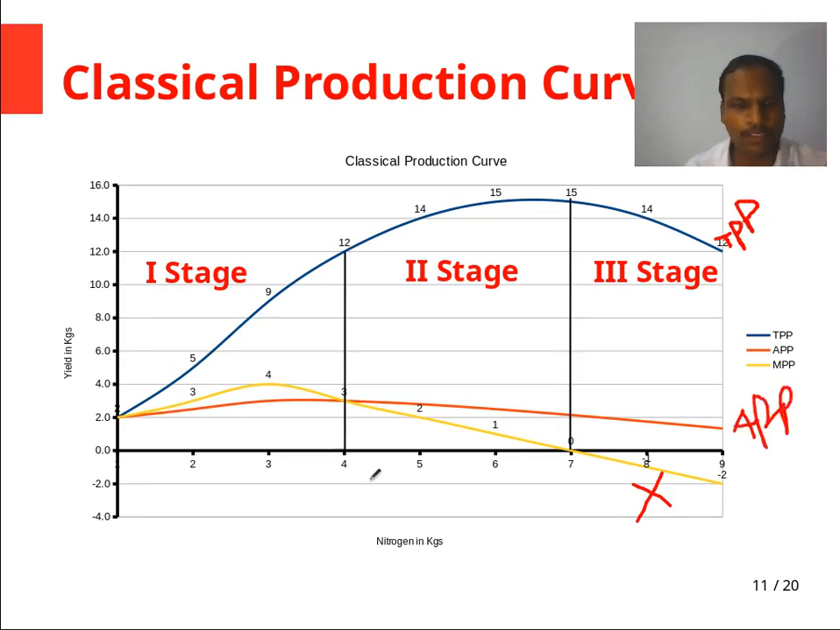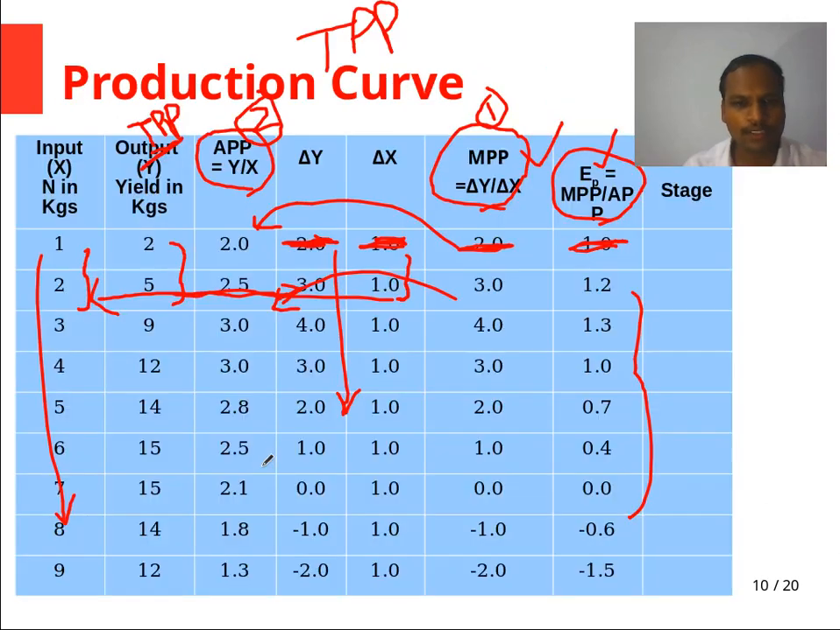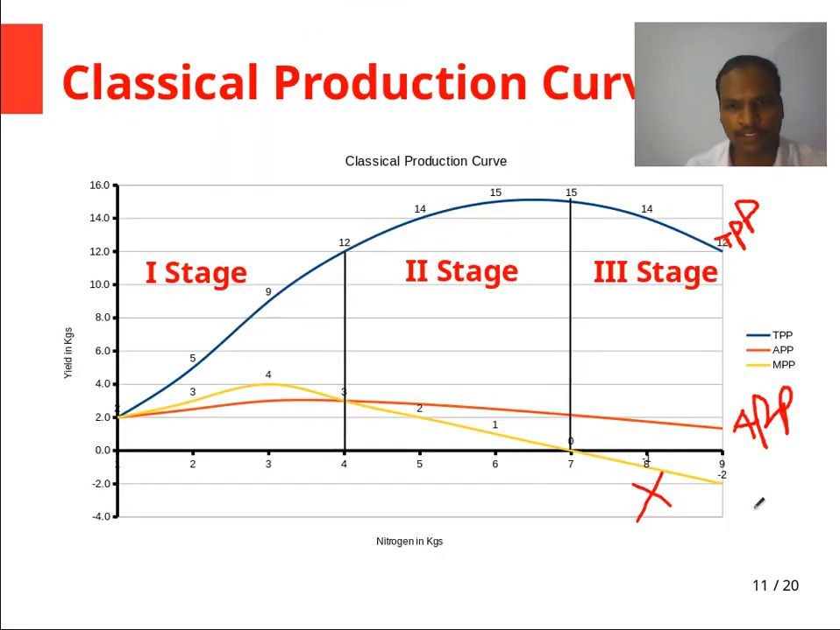Then now MPP is drawn. So MPP is drawn for the x-axis. So MPP is drawn here. This yellow line represents MPP. This orange line represents APP. This blue line represents TPP. So this is what we call the classical production curve.